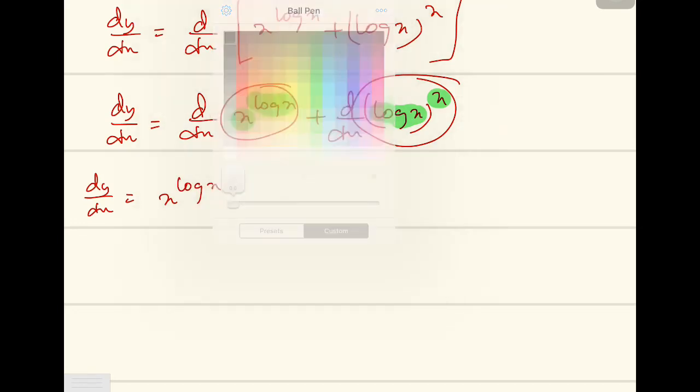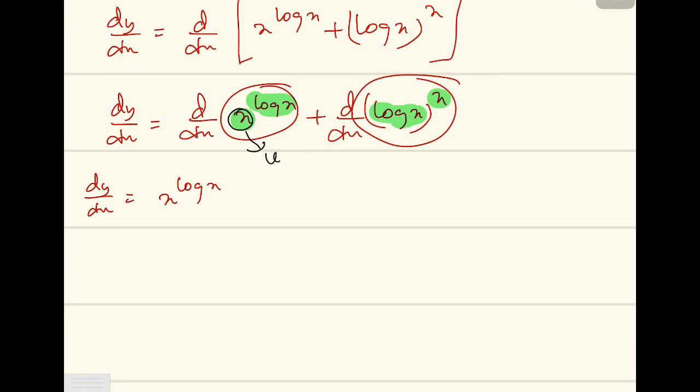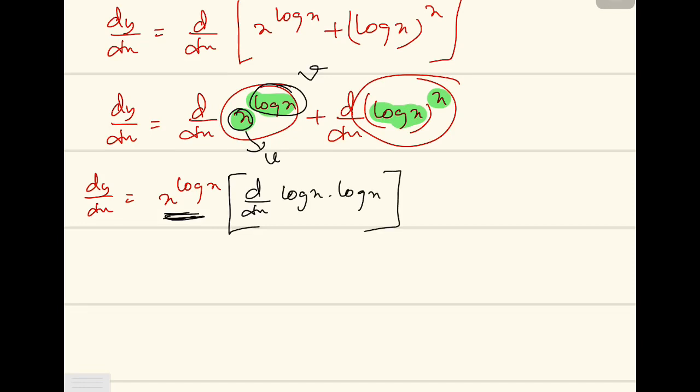Remember, let me show you. This will act as u, this will act as v. So the formula is u to the power v, into d/dx of v log u. V is log x and log u means again log x. Correct, everyone? Why log x, log x? Because this v is log x and u is also x, so log x into log x. The formula is u to the power v, d/dx of v log u. Don't get confused.